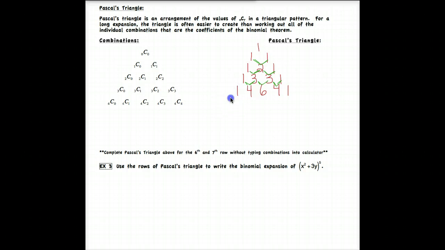So you know that the edge is 1. 1 plus 4 is 5. 4 plus 6 is 10. 6 plus 4 is 10. 4 plus 1 is 5. And the edge is always 1.